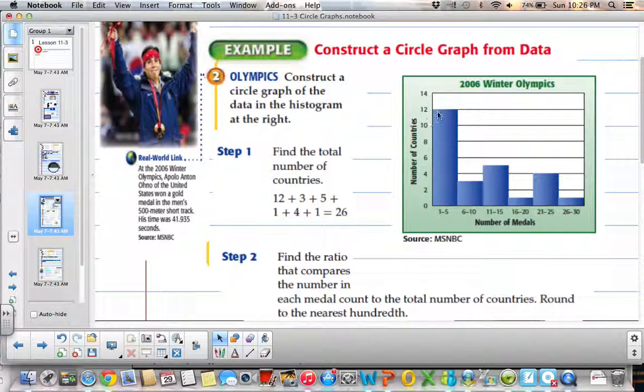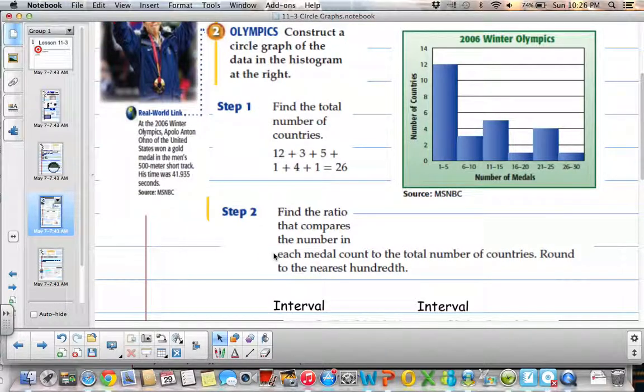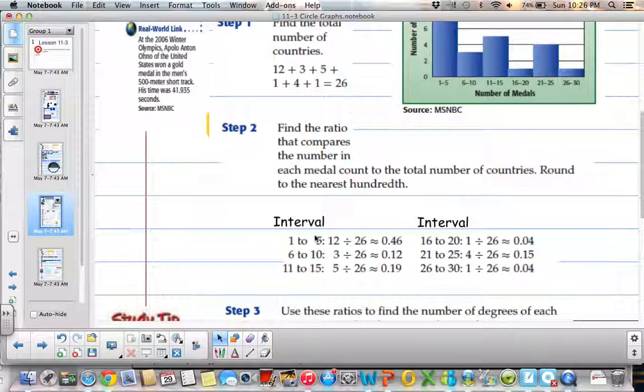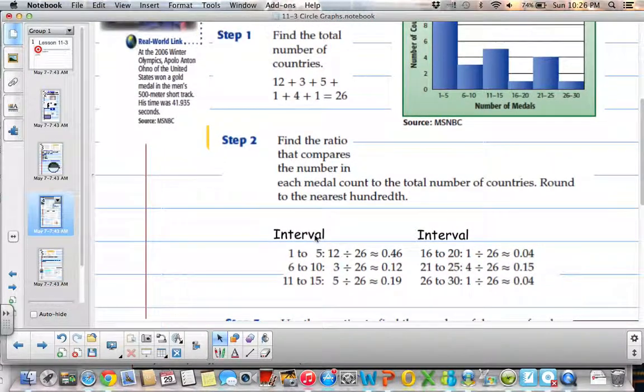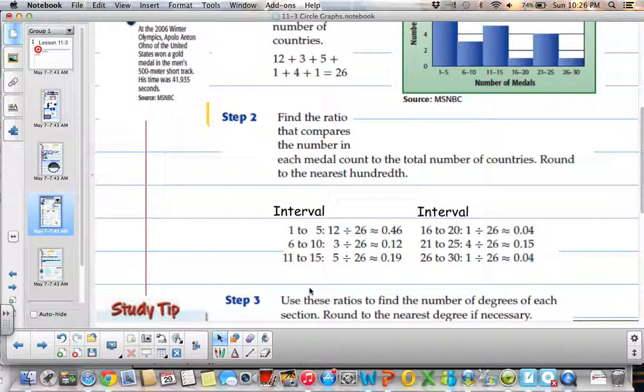So using our histogram, we would add up 12 plus 3 plus 5 plus 1 plus 4 plus 1, and we get 26. Then we take the number of countries in each interval and divide that by 26 to get our percentage. So interval 1 to 5 had 12 countries, so 12 divided by 26 is 0.46, or 46%. 6 to 10 had 3 countries.